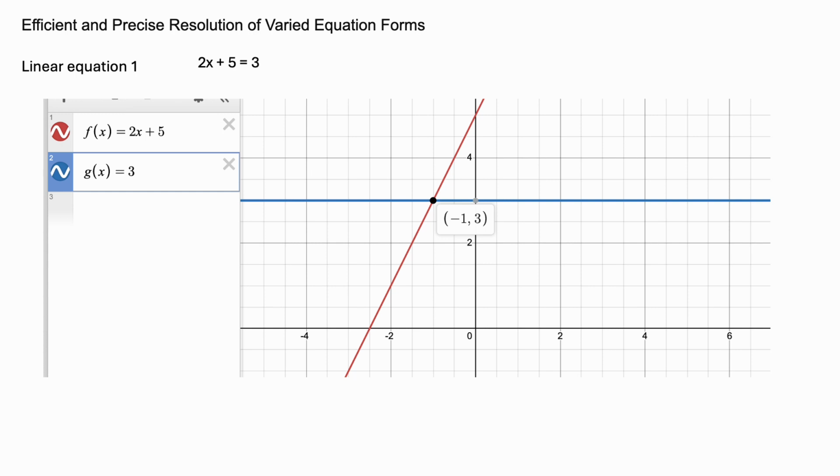The graph tells us that x is -1 is the solution. When x is -1, f(x) is 3, which is the left-hand side. When x is -1, because g(x) is a constant function, it's always 3. So left-hand side equals right-hand side, and the equation is true.